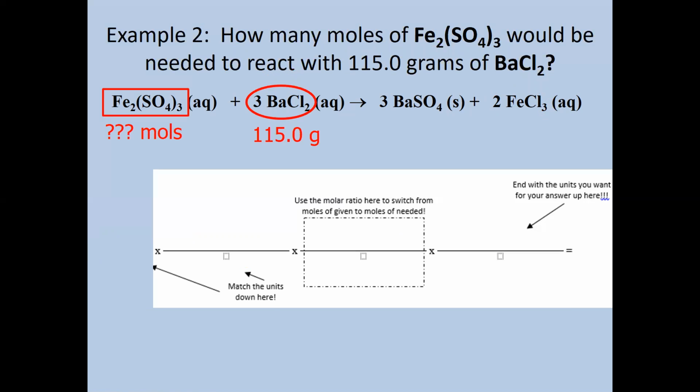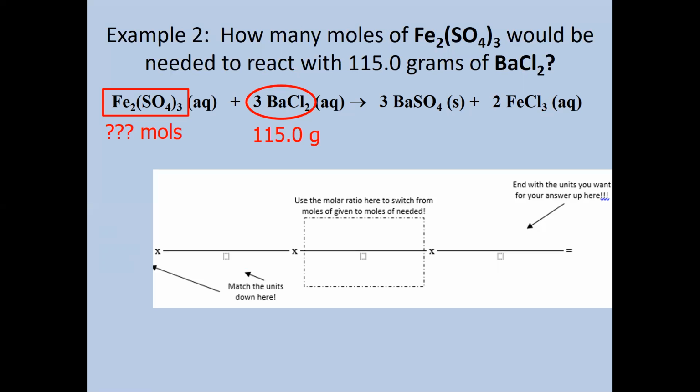All right, this example here, how many moles of Fe2SO4 would be needed to react with 115 grams of BaCl2? You can see that we are using the same reaction from the last question, so it's already balanced. I've circled what I'm starting with, the barium chloride. I've put how much I'm starting with right there by the reaction, and I boxed what I'm looking for and put what I'm looking for.